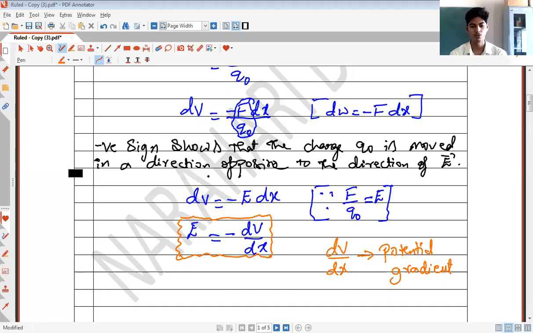As I was telling you, dV by dx is called potential gradient, and if you observe here, electric field has come out to be equal to minus dV by dx. So we say electric field is a negative potential gradient.